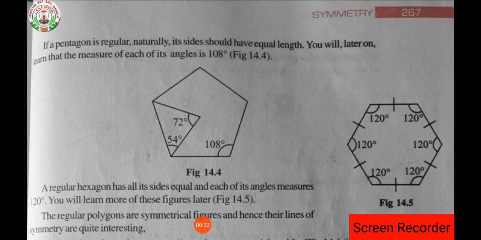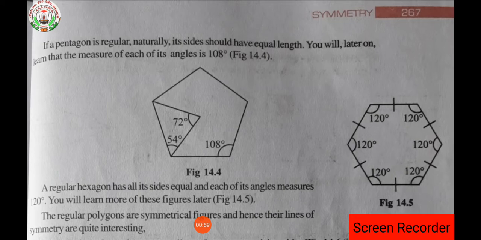Clear? So here we have a polygon. What do you mean by a polygon? A simple closed figure made up of line segments, straight line segments, is said to be a polygon. Everybody knows this, we had already studied polygons, isn't it? Now you will ask me, teacher, why are we learning this polygon?